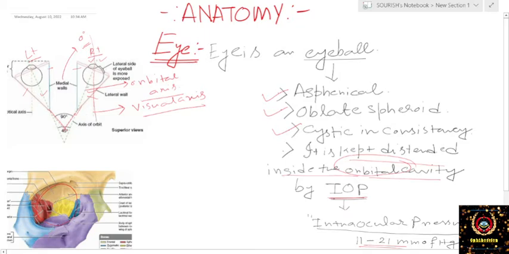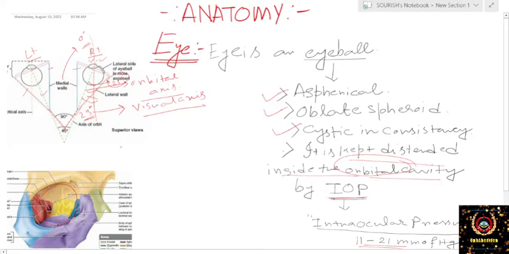Now a very important point: this visual axis and orbital axis make an angle of 23 degrees to each other. Okay, next we will go to the structure of the eyeball.